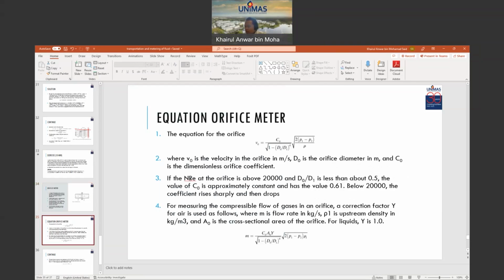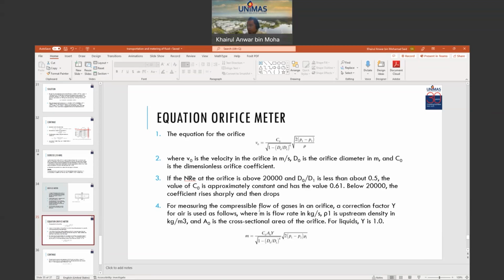This is true if the Reynolds number of the orifice is above 20,000 and D naught over D1 is less than 0.5. The value of C naught is supposedly constant and has a value of 0.61. Below 20,000, the coefficient rises sharply and then drops.